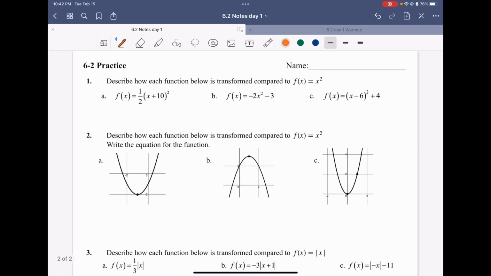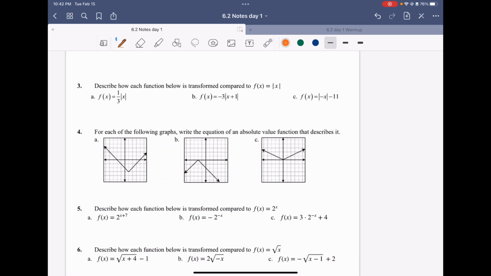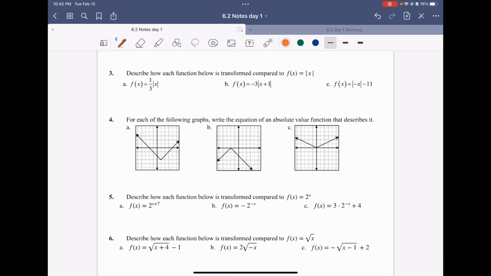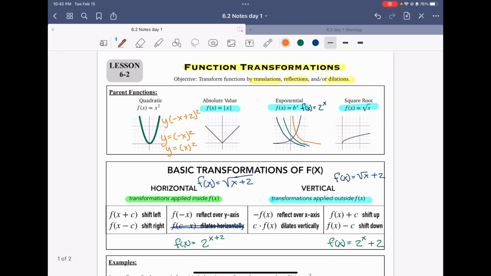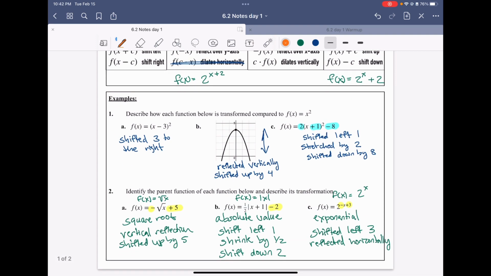Speaking of the homework, let's go ahead and look at that. For the homework, there are a few more problems. You're going to do the rest of the problems that you haven't finished, 3, 4, 5, and 6. Again, most of them are just describing the transformations. So good luck, and remember to use your notes, and then we'll see you in class.